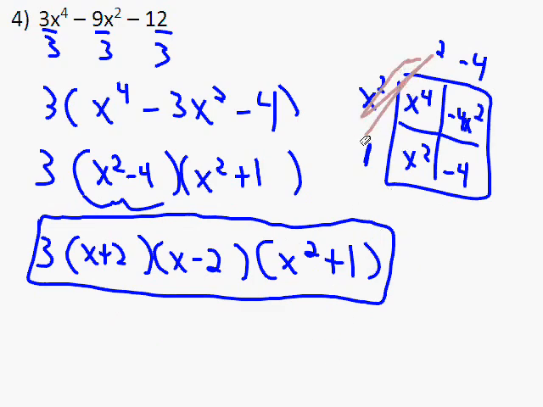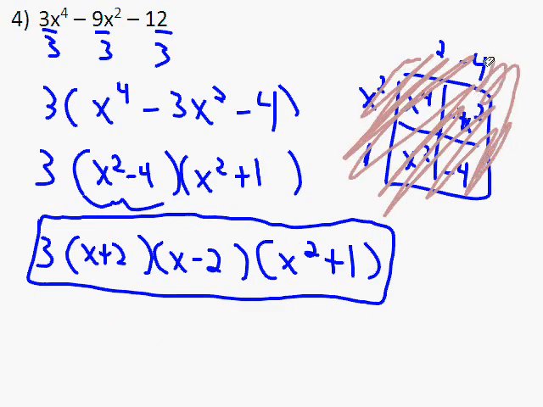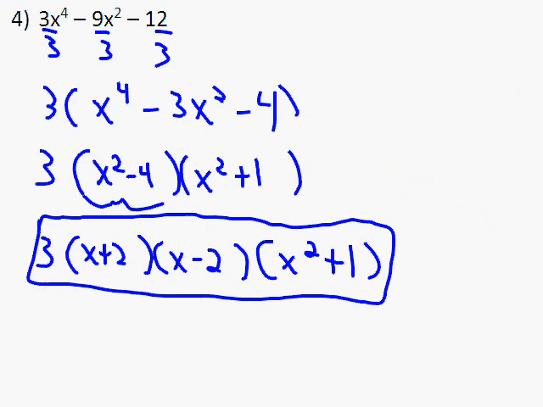Now, if you were to want to check this answer as long as it is, you would need to multiply these two parentheses first, get the result, then multiply by x plus 2, get the result, and then multiply by 3. In the interest of time, I'm not going to do that on this video, but you're welcome to go ahead and try that on your own.